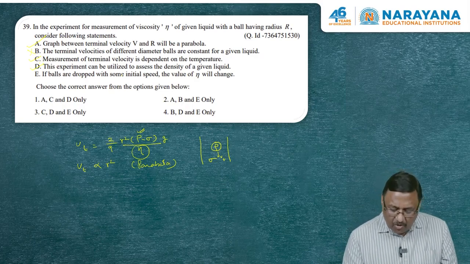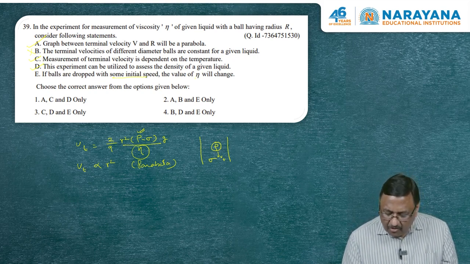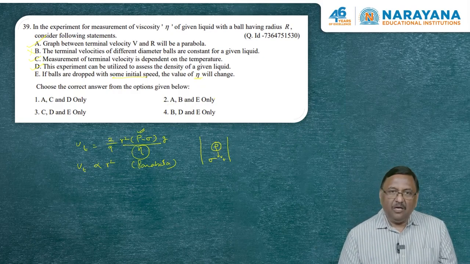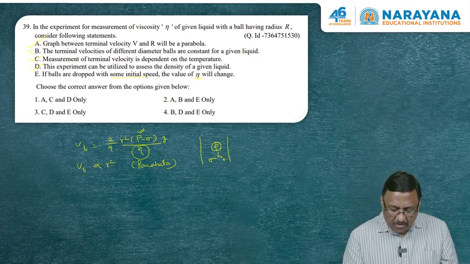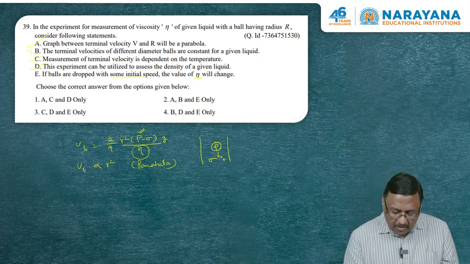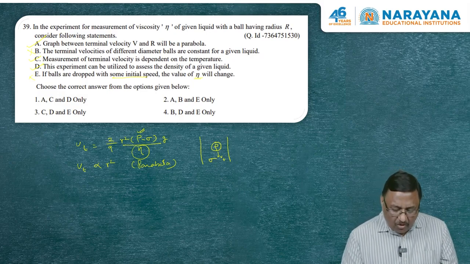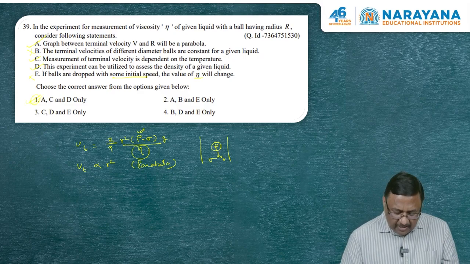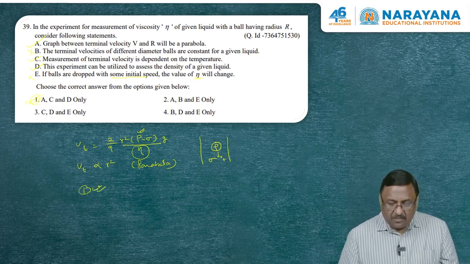If balls are dropped with some initial speed, the value of eta will change. Eta is an inherent property. It is the property of the liquid. It does not depend on the size of the ball. So, balls dropped with some initial speed, the value of eta will change, obviously not correct. That means A is not correct here. So out of these, A, C, D are the only three options which are correct. That means option 1 is the right option for this.